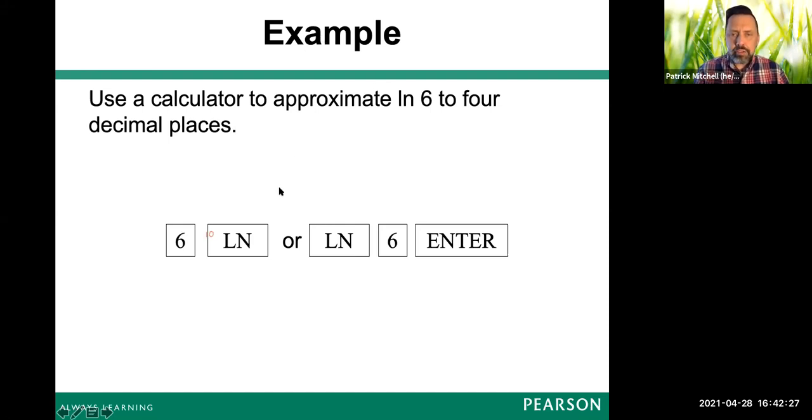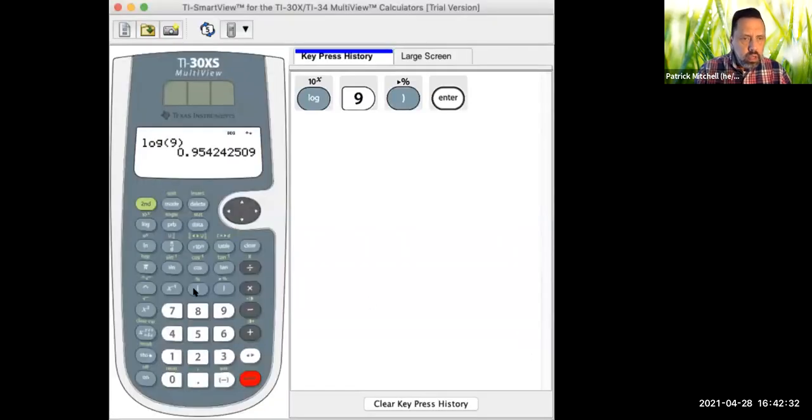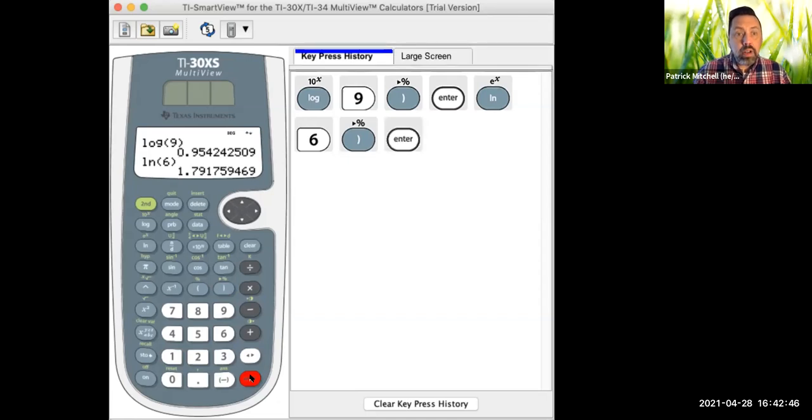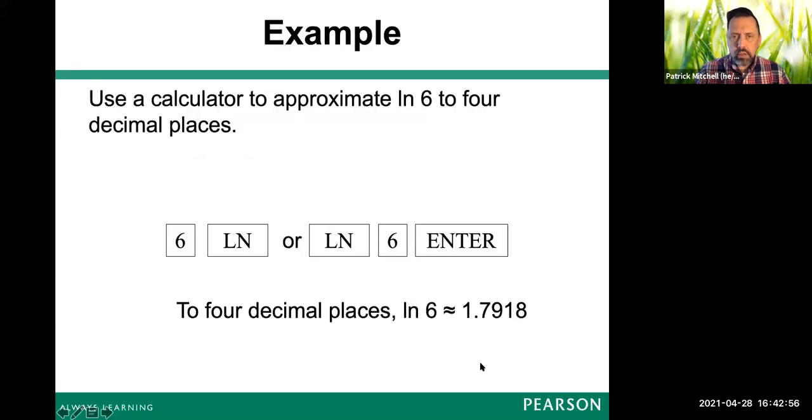All right, so let's try that on our calculator. Let's see, here is the ln button. I think on every single calculator I've ever looked at, it's one button away from log. All right, so to 4 decimal places, that's going to be 1.7918.